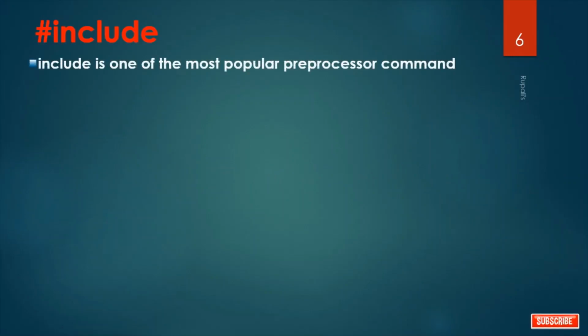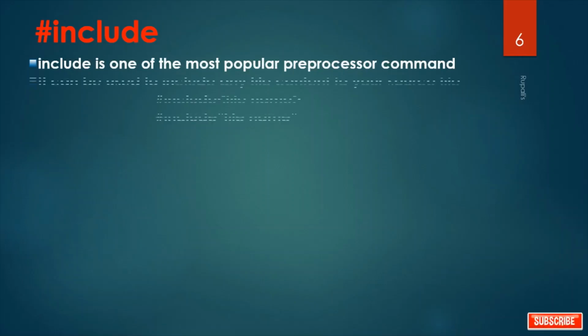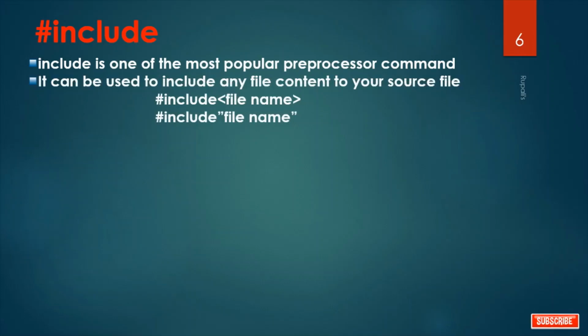Today we will learn one of the most popular preprocessor commands, hash include. Include can be used to include any file content in your source file. There are two ways you can write it: hash include, then within angular brackets the file name, or otherwise hash include within double quotes the file name.